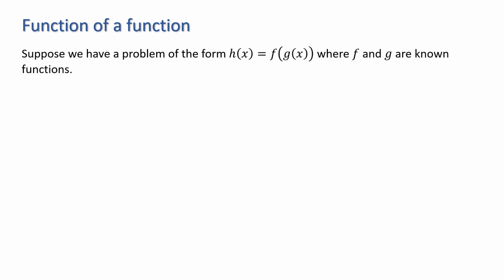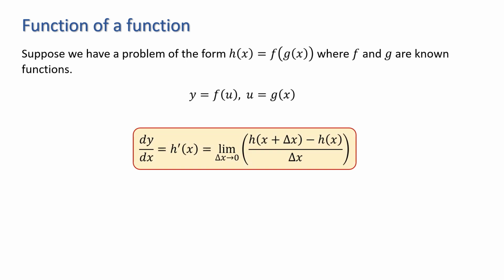Let us begin by defining a general problem of this type. Suppose we have a problem of the form h of x equals f of g of x, where f and g are known functions. For convenience, we write y equals f of u and u equals g of x. The differential of y, dy by dx, is defined as the limit, as delta x tends to 0, of h of x plus delta x minus h of x divided by delta x. Now, let's think about how h varies with x.